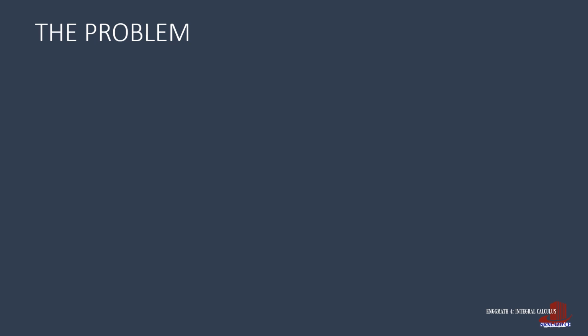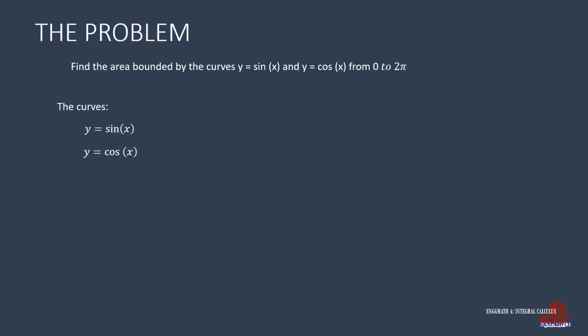The problem states, determine the area bounded by the curves y is sine of x and y is cosine of x from the interval of 0 to 2 pi. Check out the given information. First, the equations of the two curves are given. Those are y is sine of x and y is cosine of x.